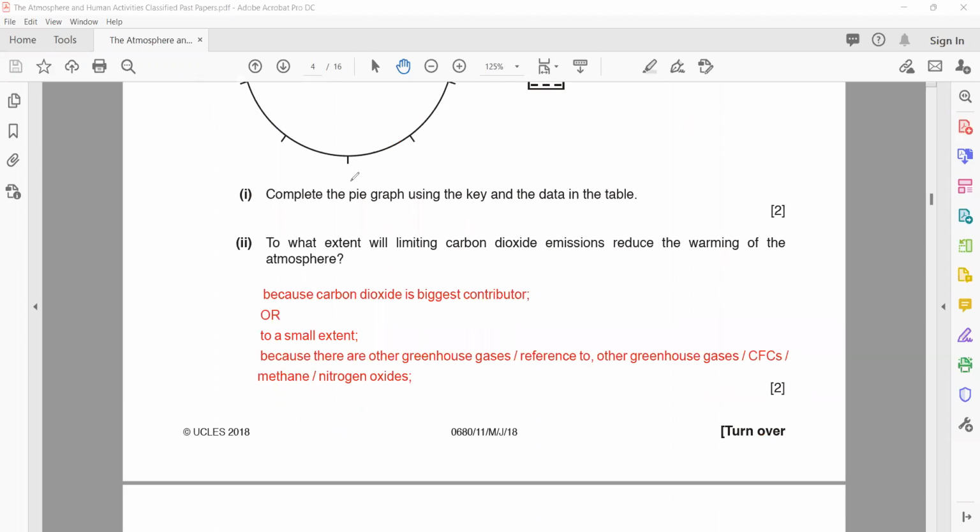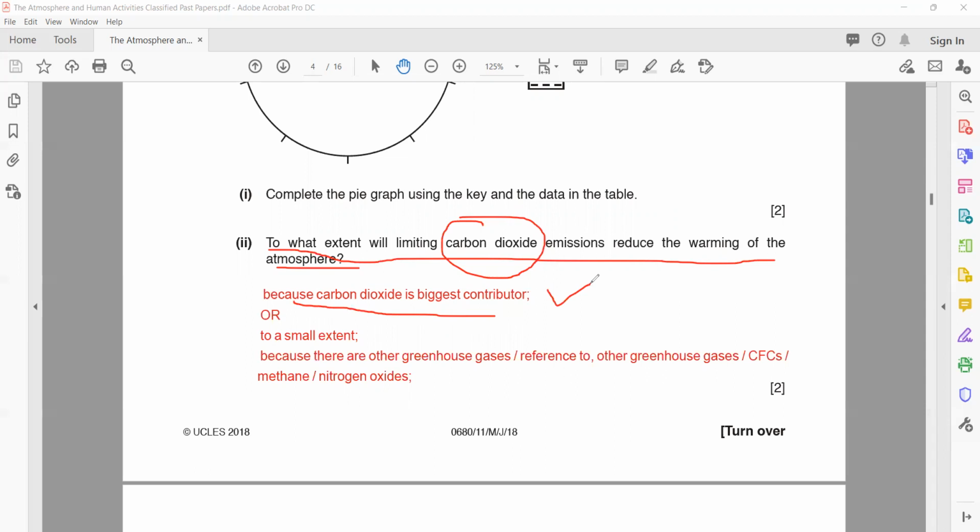After that, to what extent will limiting carbon dioxide emission reduce the warming of the atmosphere? Now they're saying, what do you think, if you control the carbon dioxide emission, will it reduce global warming or the warming of the atmosphere? Yes. Why? Because carbon dioxide is the biggest contributor. This is the first thing that can be an answer.